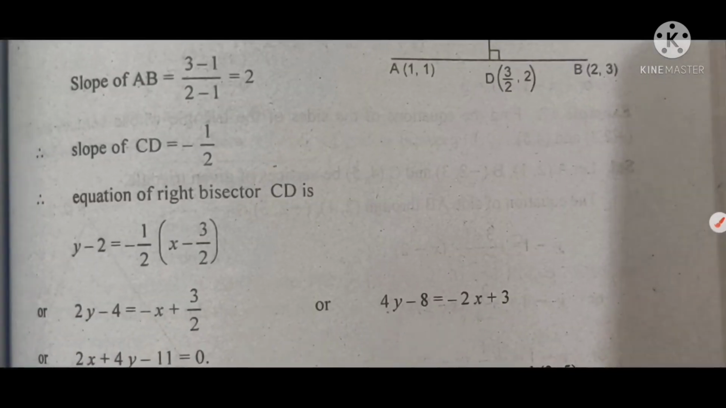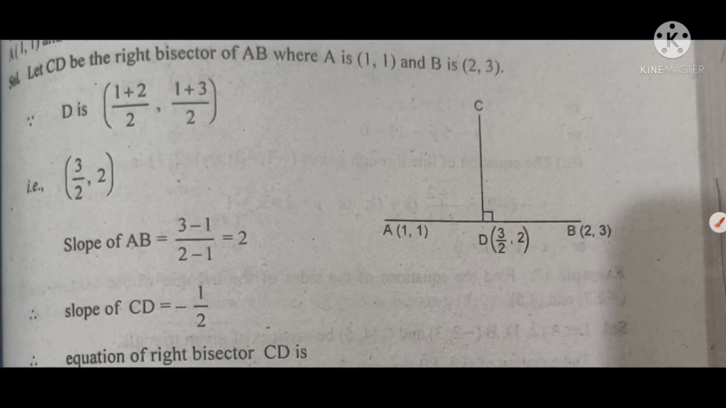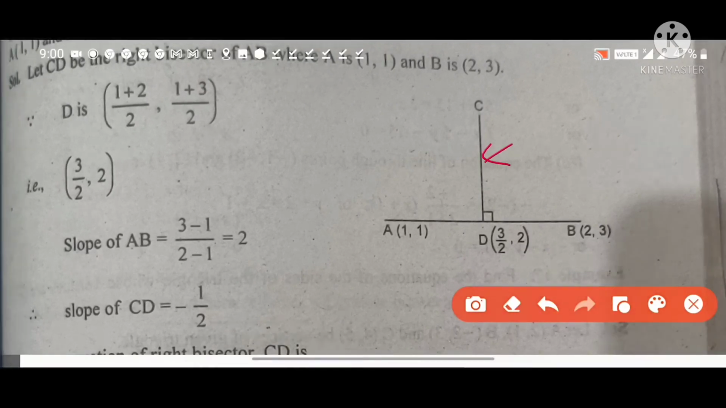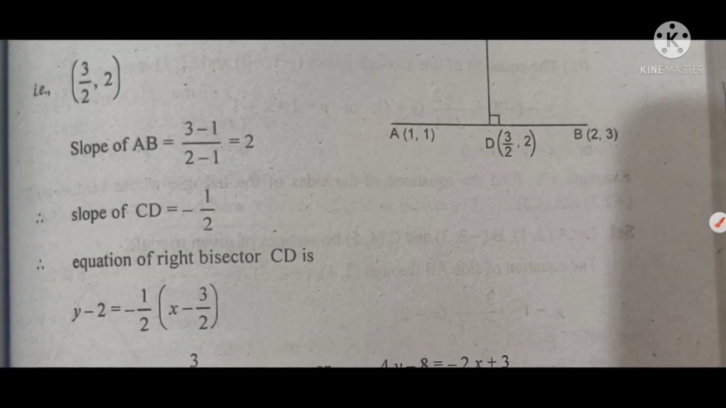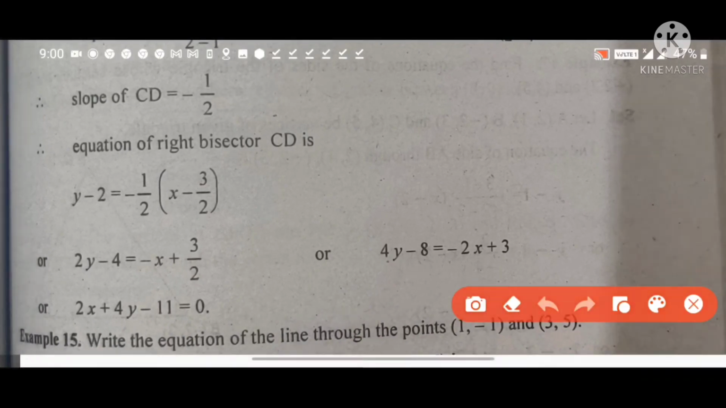Now the equation of right bisector CD. Because one point is given and the slope of this right bisector is also given, now by using point slope form, y minus y1 is equal to m times x minus x1. Now by solving this we get 2x plus 4y minus 11 is equal to 0.